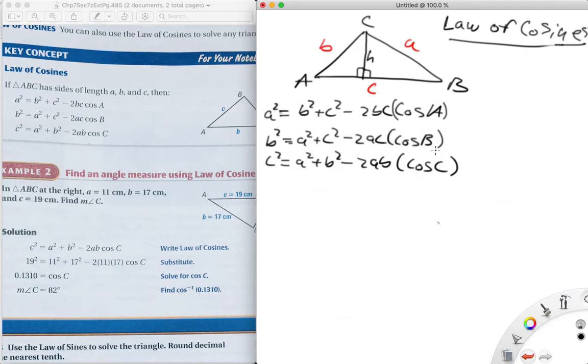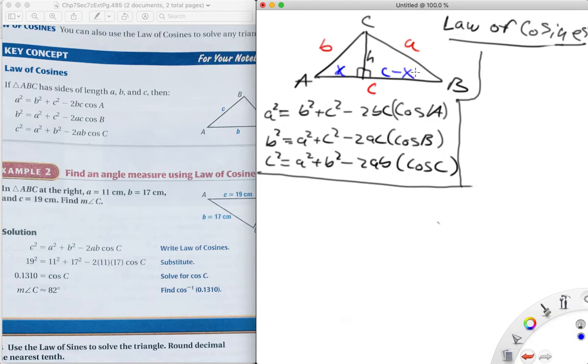This is the law of cosines. Now the proof for this one is a little more intricate. So if we talk about the proof, we'll still have this triangle, but let's say we break side c up into two parts. We have an x over here, and then we have a c minus x over here.